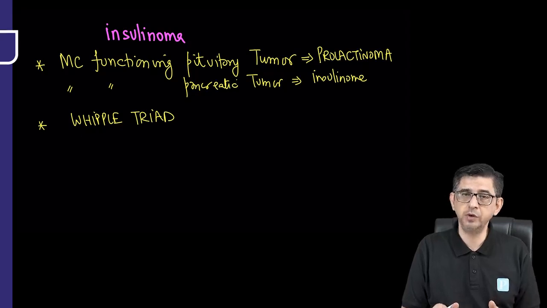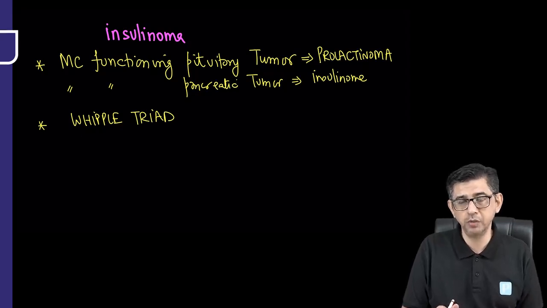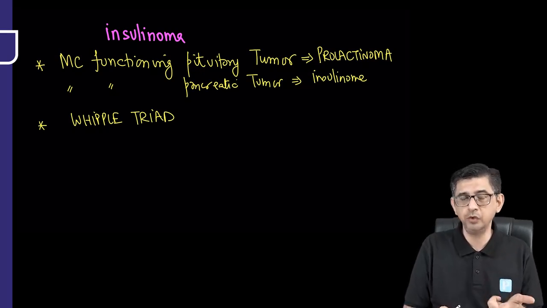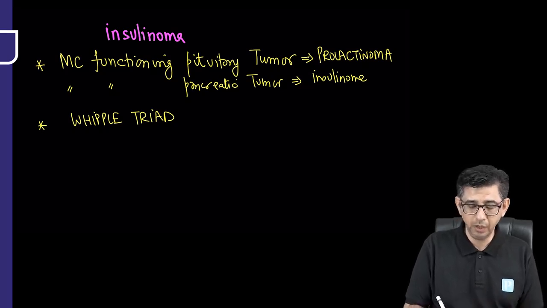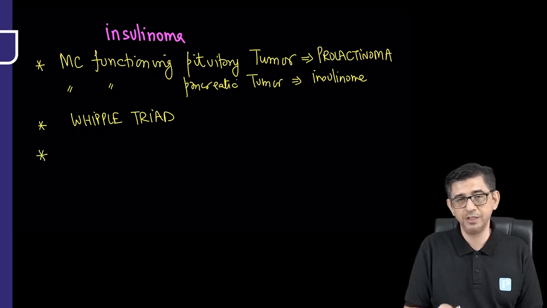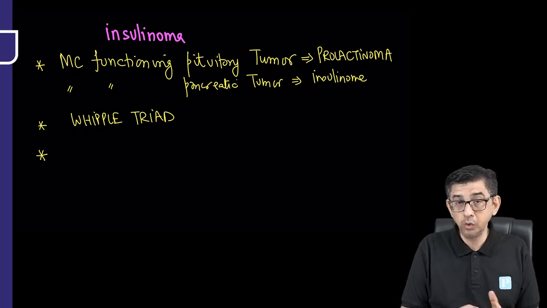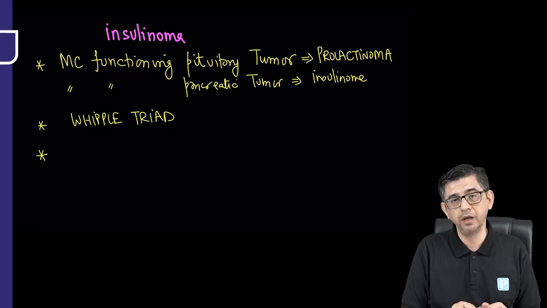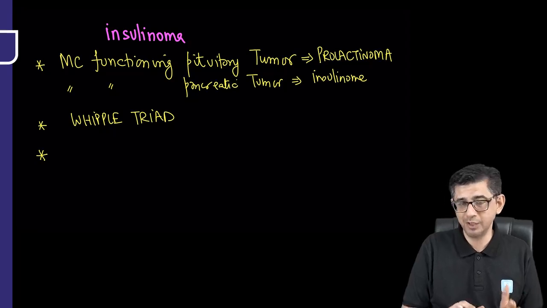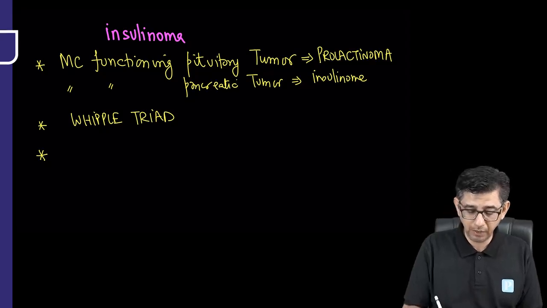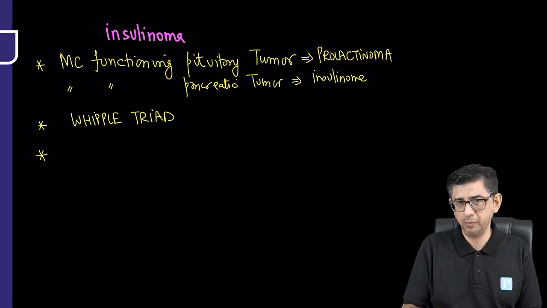Apart from this, the person will have documented low blood sugar, and every time you give him something sweet to drink, like fruit juice, the symptoms of hypoglycemia will totally disappear. So Whipple's triad is symptoms of hypoglycemia, low blood sugar on workup, and resolution of symptoms on sugar intake. We read about Whipple's disease, that is malabsorption, but Whipple's triad is with respect to insulinoma, the commonest functioning pancreatic tumor.